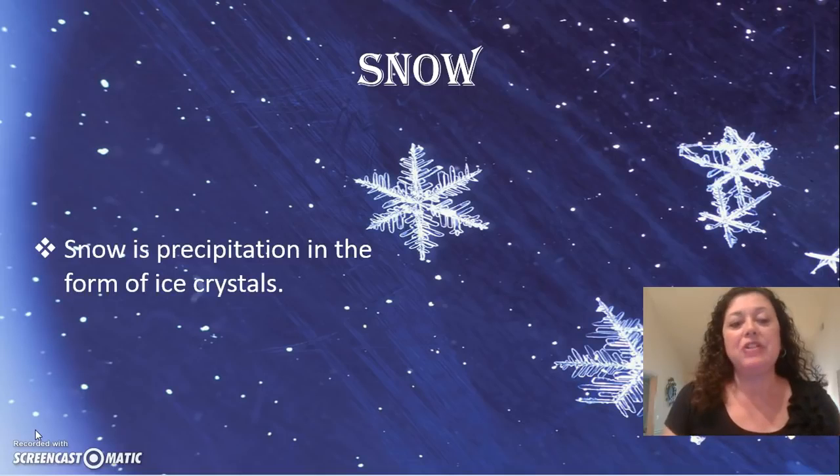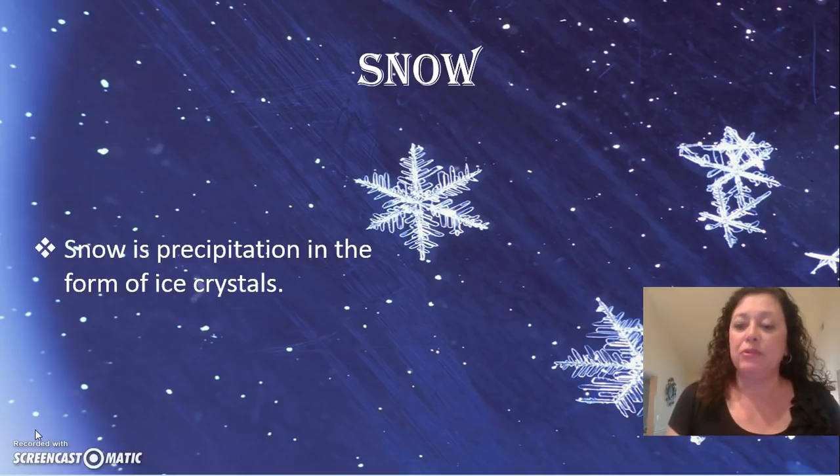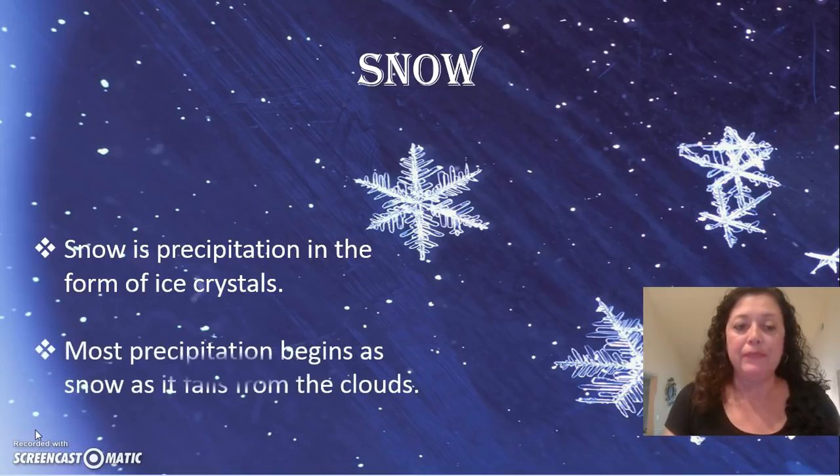Snow is precipitation in the form of ice crystals. So as the water vapor goes up to the sky and condenses, remember condensation means for the vapor to cool and then turn back to liquid, so it condenses up in the sky, it forms ice crystals because of the temperature. It's pretty cold up there.